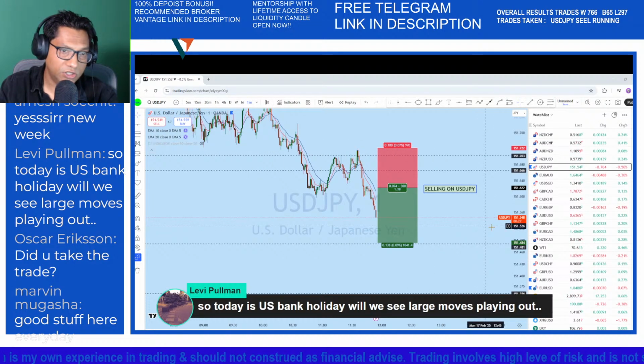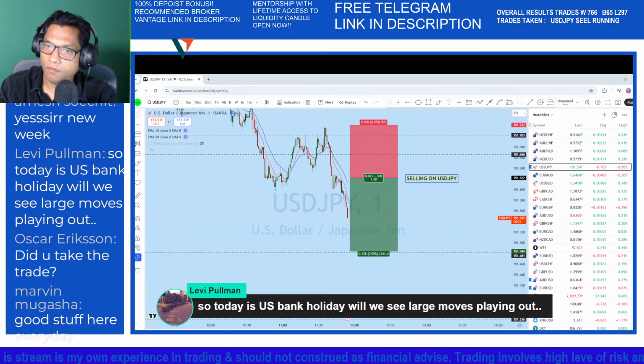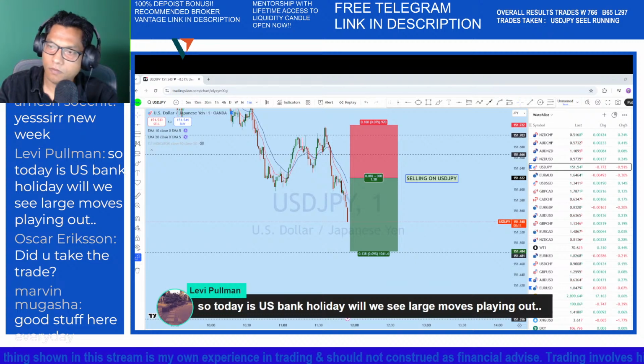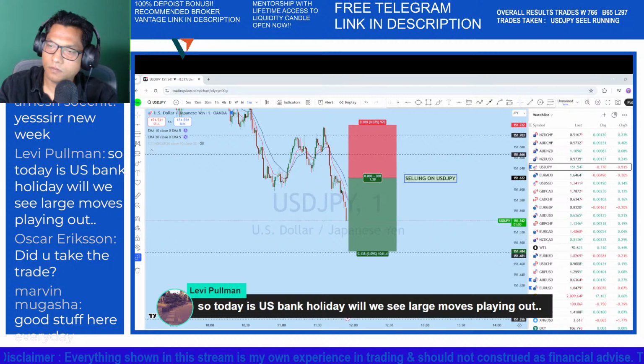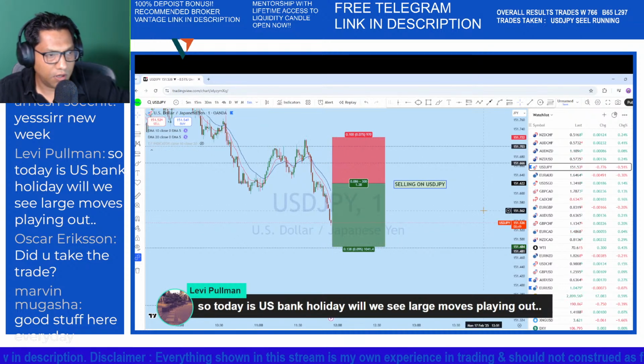Dropping in that direction that we expected. So dollar yen bearish move. We can see that.